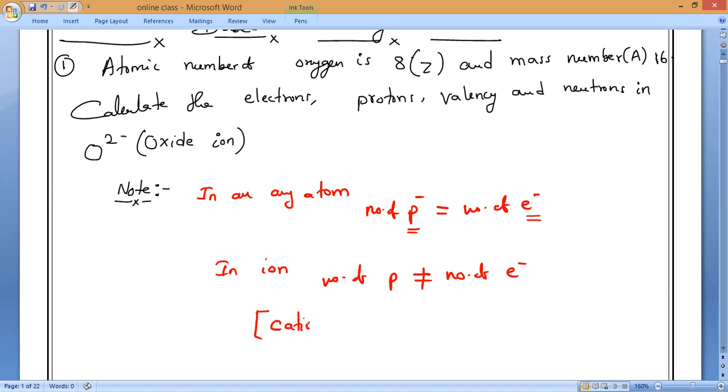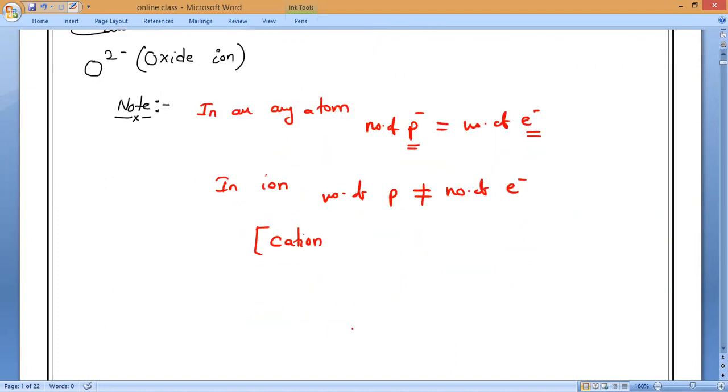Remember, a cation means positive charge. Positive or negative? Cation means positive charge. So here, the number of protons is greater than the number of electrons. Cations form by loss of electrons or gain of electrons? Loss of electrons, so the number of protons is more. That is what you have to remember.